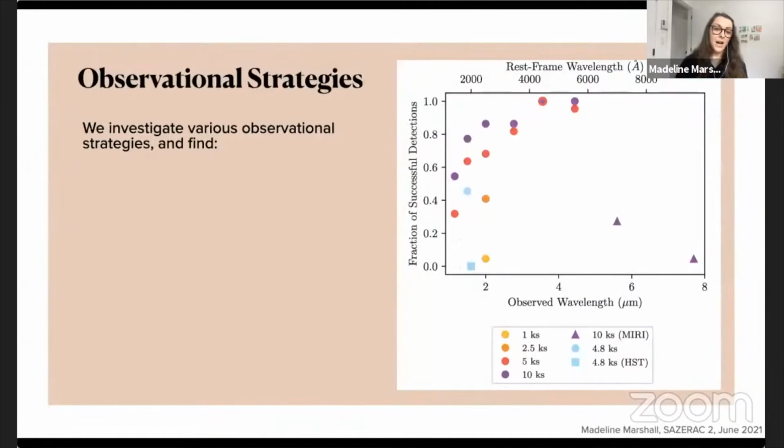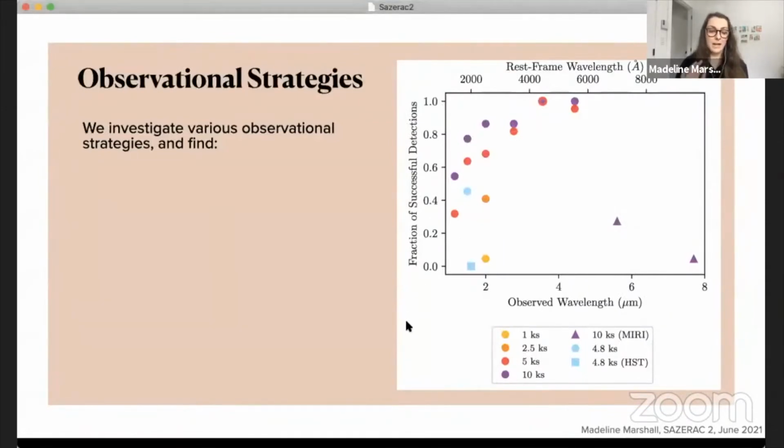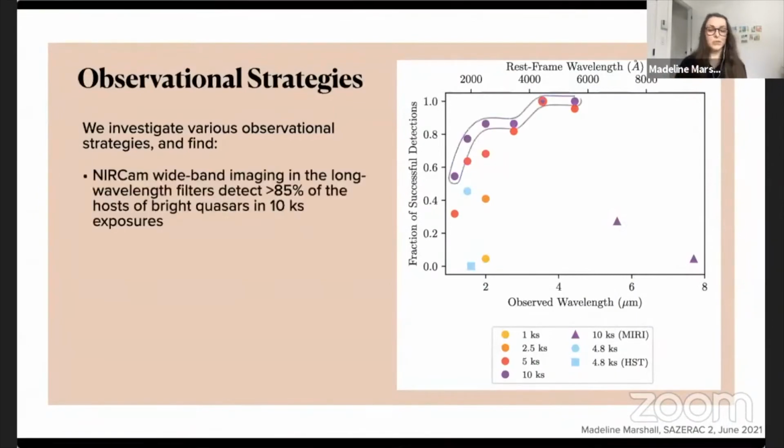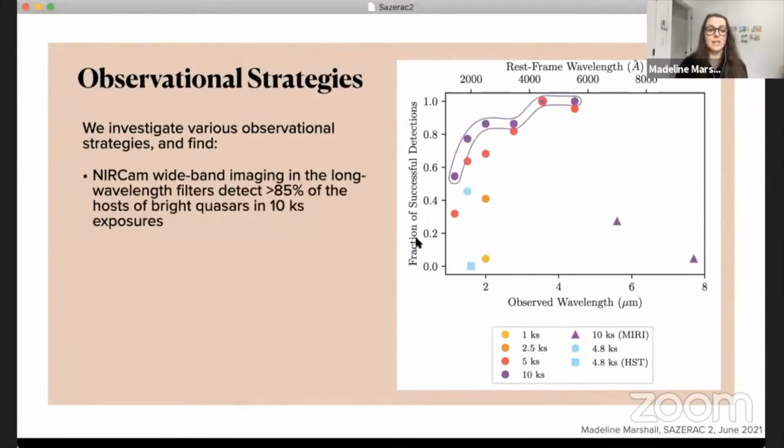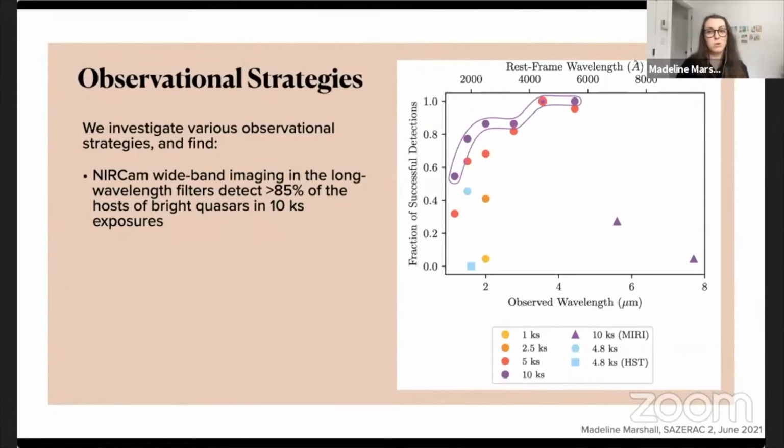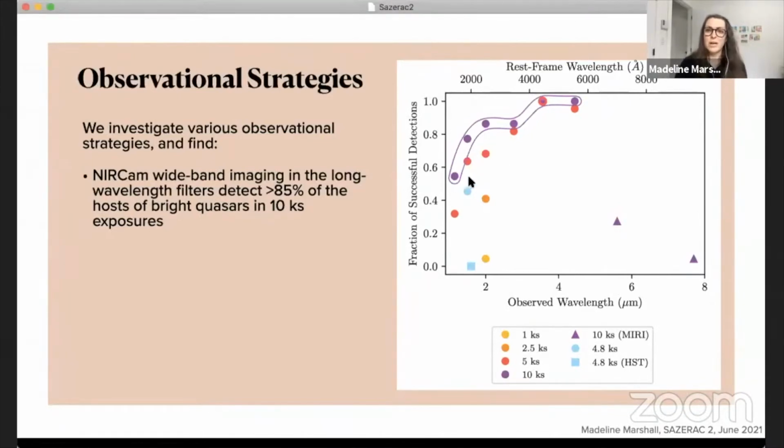So here we plot the fraction of successful detections as a function of wavelength, and I'll slowly step you through this. So first of all, if we consider the purple points here, these are the NIRCam wideband filters in 10 kilosecond exposures. And so you can see that particularly for the long wavelength NIRCam filters, this performs extremely well. So we're detecting more than 85% of the host galaxies of bright quasars, which is just very exciting. The short wavelength filters perform slightly worse, but still a lot better than the HST images, which detect none.